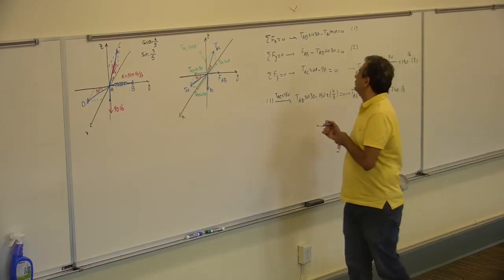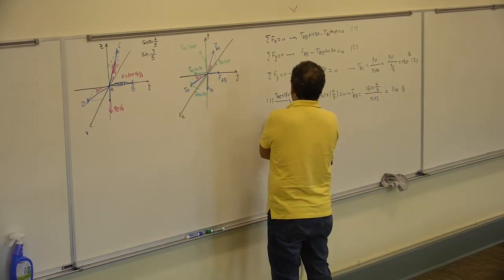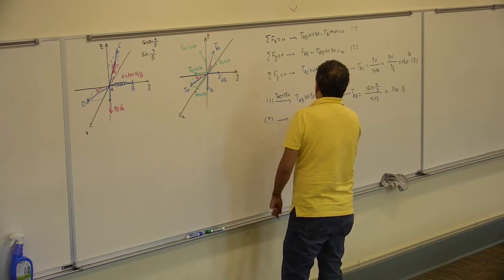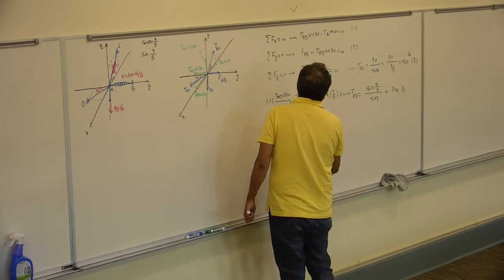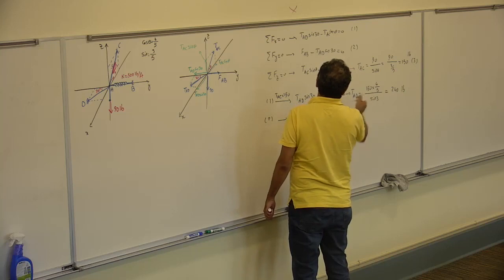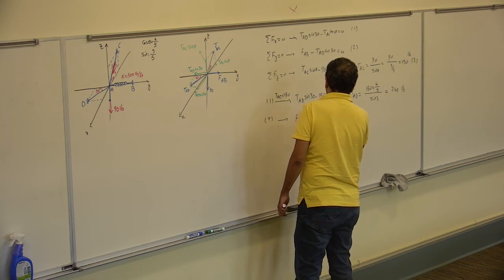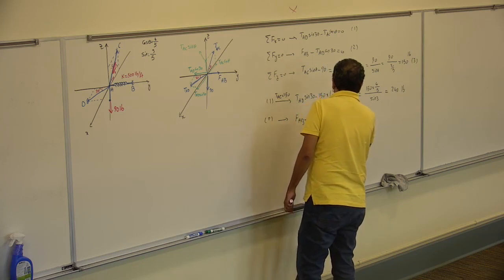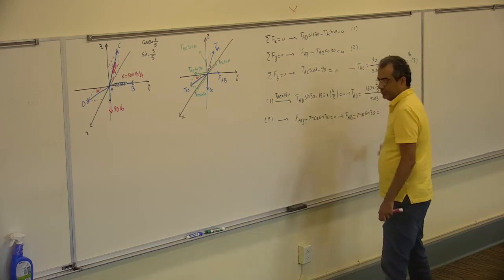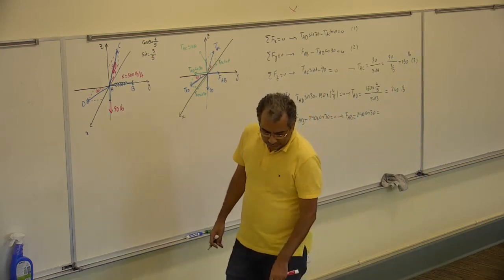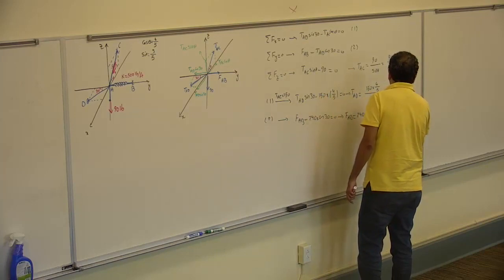And then I can have equation 2: FAB minus TAD, which is 240, times cosine 30, equals 0. So FAB is 240 sine 30 comes out as 208 pounds.